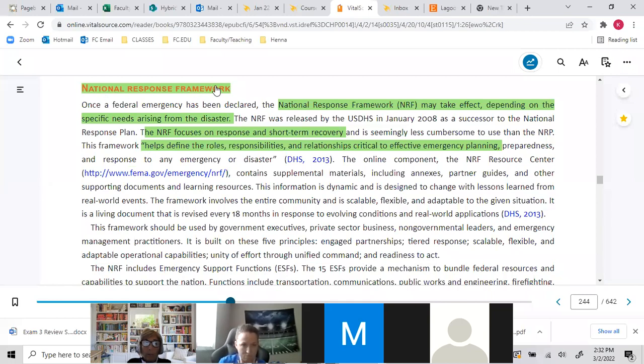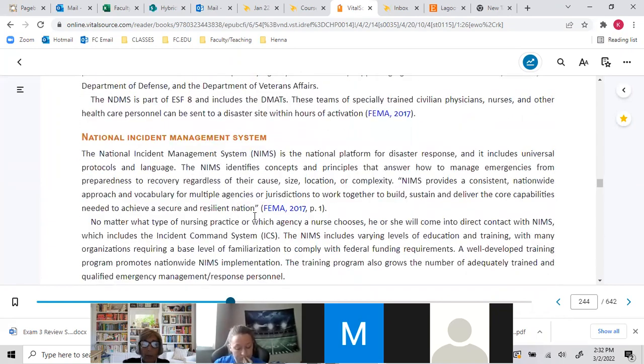Please know about this National Response Framework. That is the federal agency that kind of takes the lead on everything. Specific needs arising from a disaster. Okay, it does focus on short-term recovery, but it starts the process. Okay, it helps in the beginning to define the roles and responsibilities and the relationships that are critical to effective emergency planning.